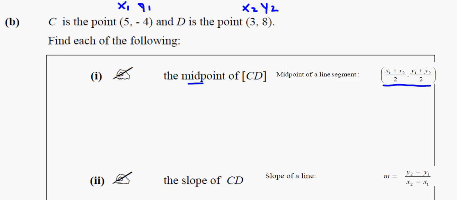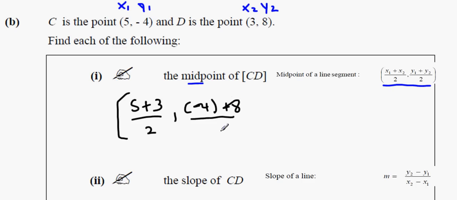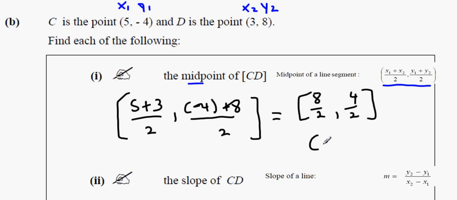So we're going to get x1, which is 5, plus x2, which is 3, and divide that by 2. We put those in big brackets there. And the second part, we're going to put y1 plus y2. So y1 is bracket minus 4. Now remember to input all minus numbers into brackets, plus y2, which is plus 8, divided by 2. And what we're going to get here is 8 divided by 2, and if you put that in the calculator, you're going to get 4 divided by 2. And this is going to give us the answer 4, 2.